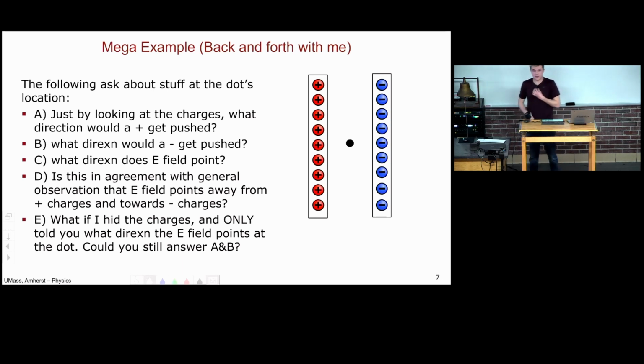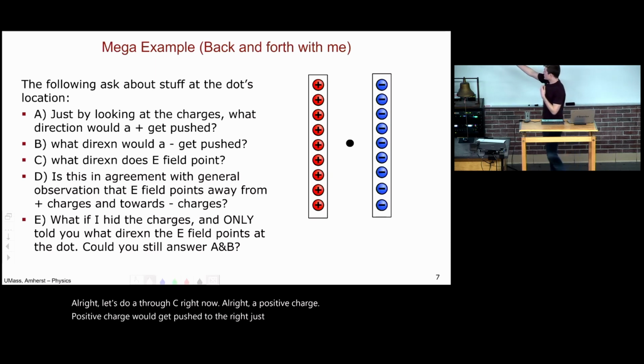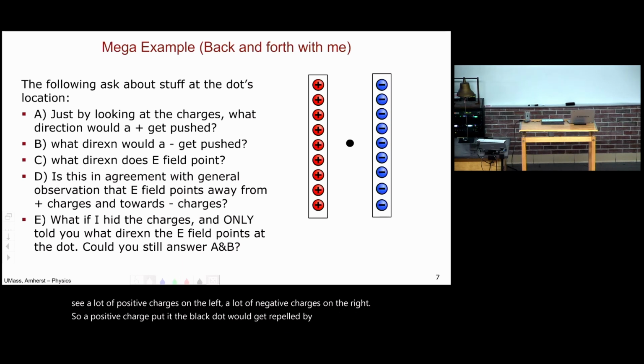All right, let's do A through C right now. All right, A, a positive charge. Positive charge would get pushed to the right. Just by looking at the charges, I see a lot of positive charges on the left, a lot of negative charges on the right. So a positive charge put at the black dot would get repelled by these guys and attracted by these guys. So it wants to go to the right. A negative charge experiences a repulsion from the right and an attraction to the left. So conversely, it would want to go towards the left on both counts.